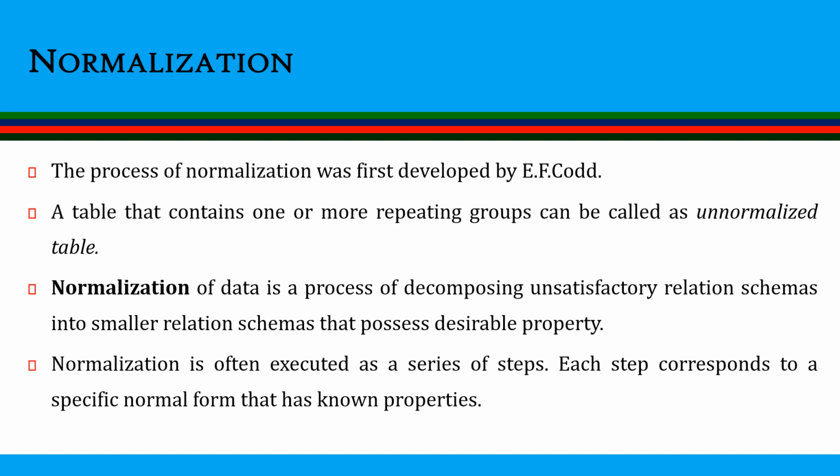The process of normalization was first developed by E.F. Codd. Normalization of data is a process of decomposing unsatisfactory relation schemas into smaller relation schemas that possess desirable properties. So a table with one or more repeating groups can be called an unnormalized table, or a table which is in the unsatisfactory form. These tables can be decomposed into smaller relation schemas, and this process of decomposition can be called normalization.